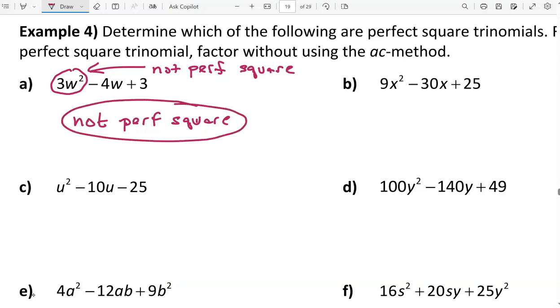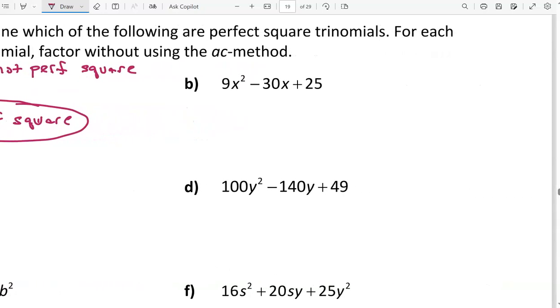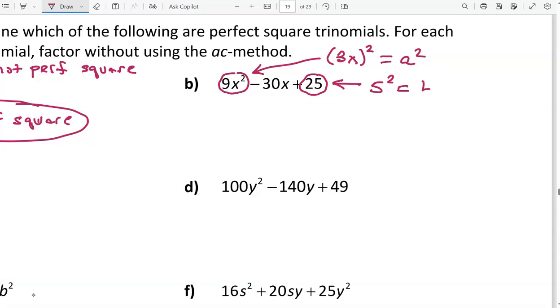So we're not going to factor it. In B, notice that 9x squared is, in fact, a perfect square. It is 3x, the quantity squared. That's our a squared, right? So a is 3x. And the last term is a positive perfect square. It is, in fact, 5 squared. So that's our b squared.